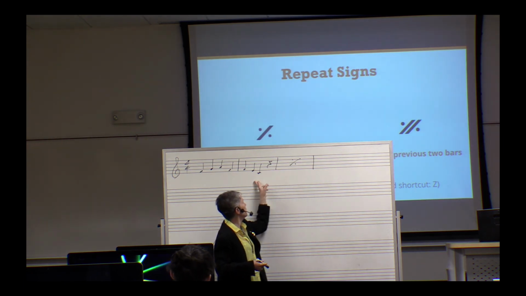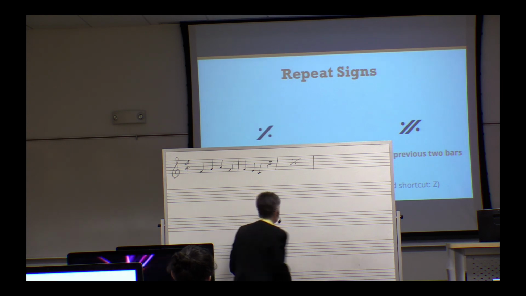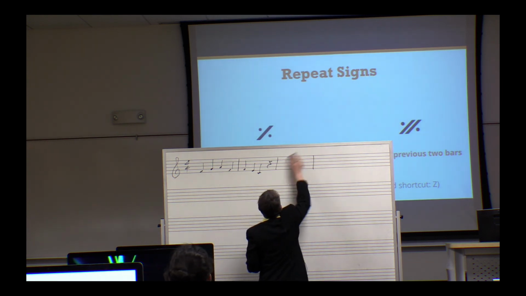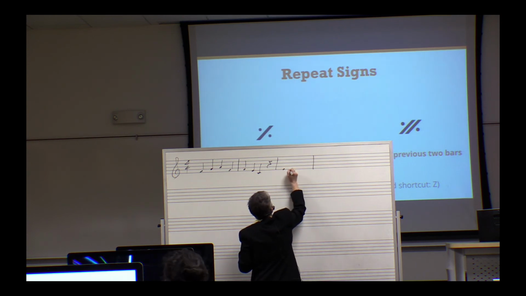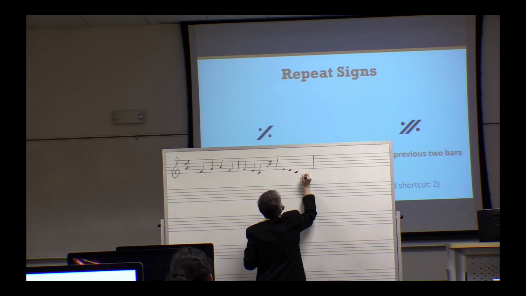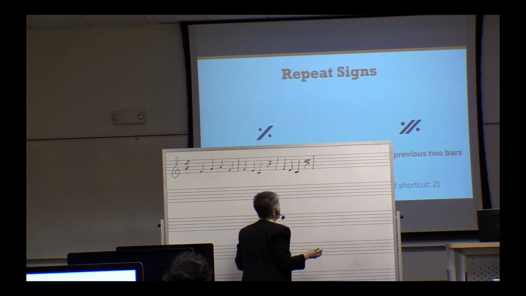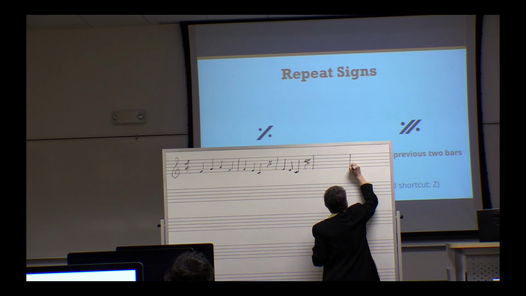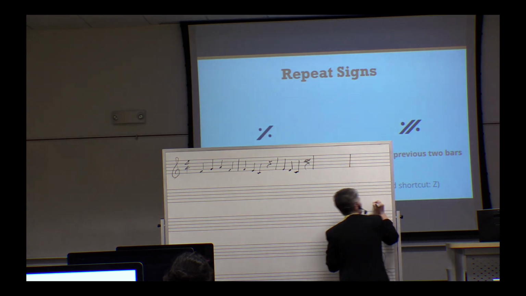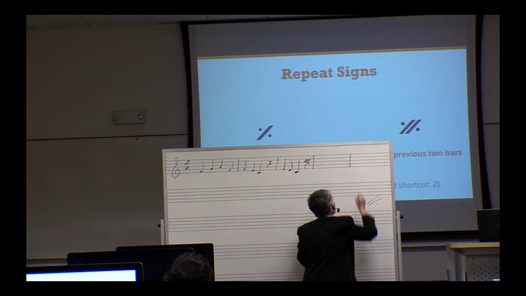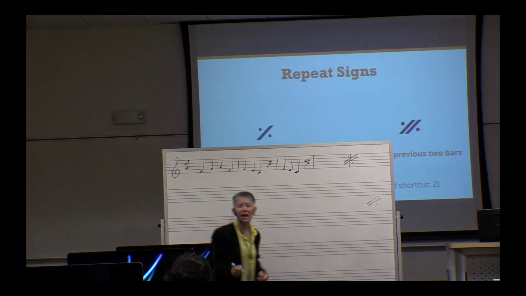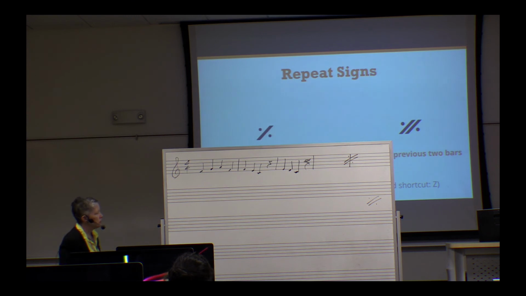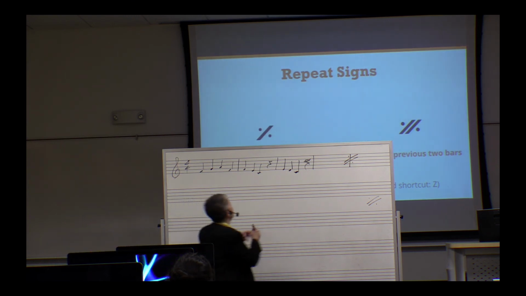So this means repeat the measure before, right? Let's say I got, whoops, sorry. Okay, so now I want to repeat the last two measures. You actually take that symbol, this symbol, right? But you cross it across the two bars where it would have been written if you had written it out. Make sense? So that means repeat the previous two bars.